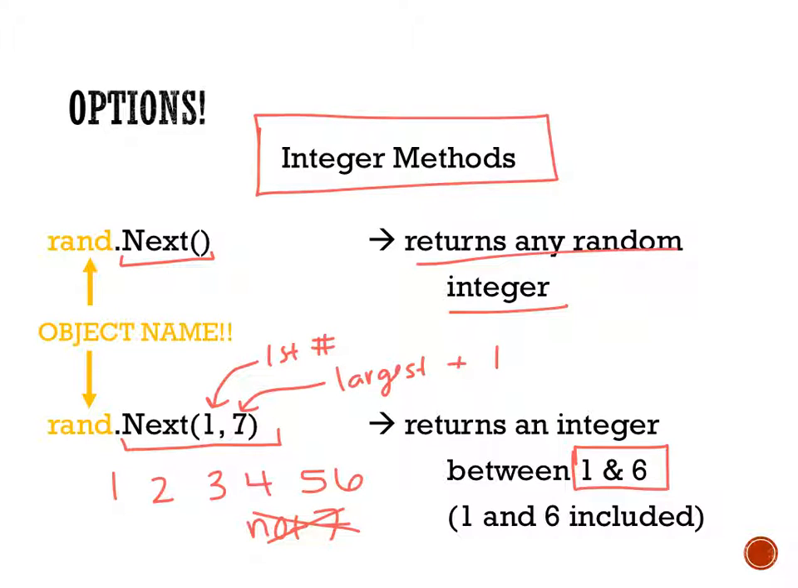That's something to keep in mind: that first number is the first of the random numbers that you would like, and then that second piece is essentially one above the largest number.